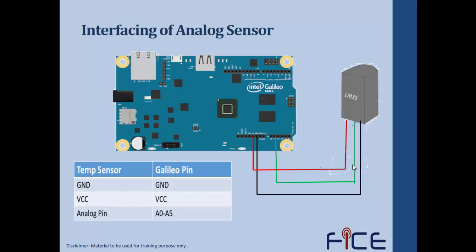The black one, that is the ground wire of the sensor, is connected to the ground of the Intel Galileo Gen 2 board, and the red one, that is the VCC, is connected to the VCC of the Intel Galileo Gen 2 board. And at last, the signal wire or the output wire of the sensor is connected to any of the analog pins of the Intel Galileo Gen 2 board, that is the A0 to A5 pins.